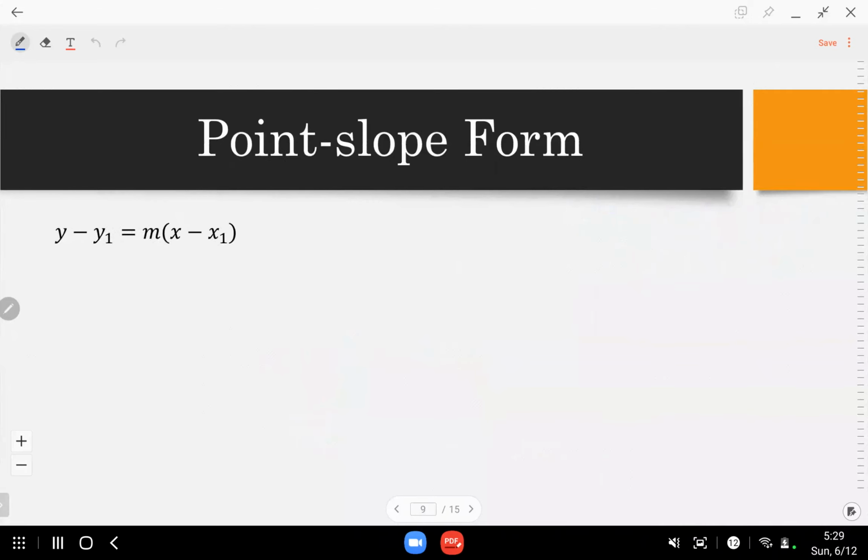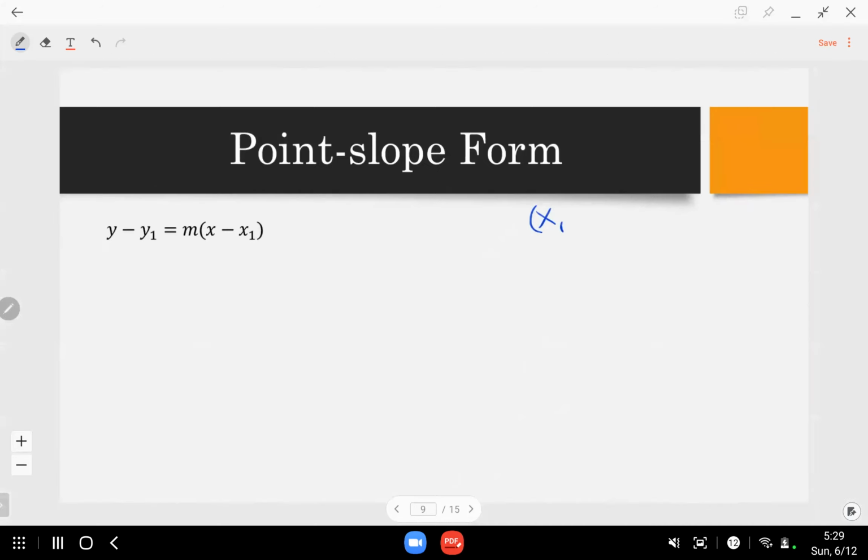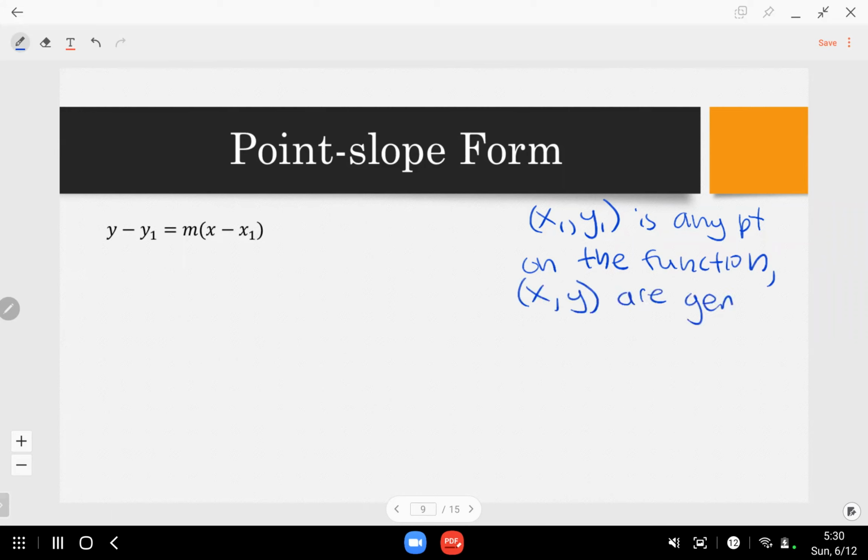So the next thing is point slope form. y minus y1 is equal to m times the quantity of x minus x1. All right, so (x1, y1) is any point on the function. And then x and y are general points.